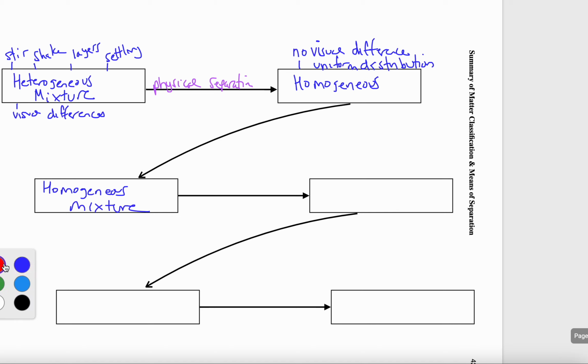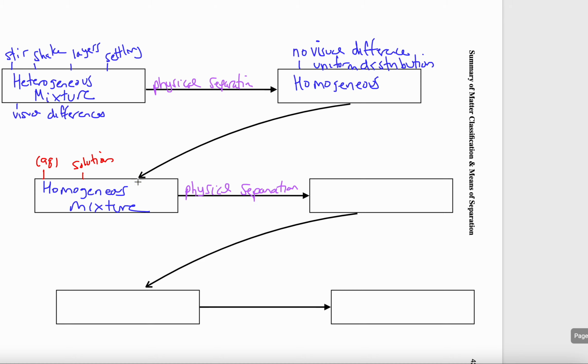And for us, important words to associate with a homogeneous mixture. In our chemistry class, if it's ever labeled with the phase of aq, or we specifically refer to it as a solution, for us in chemistry class, those are buzzwords for a homogeneous mixture. A homogeneous mixture, like a heterogeneous mixture, we can use a physical separation process to separate the components from each other.